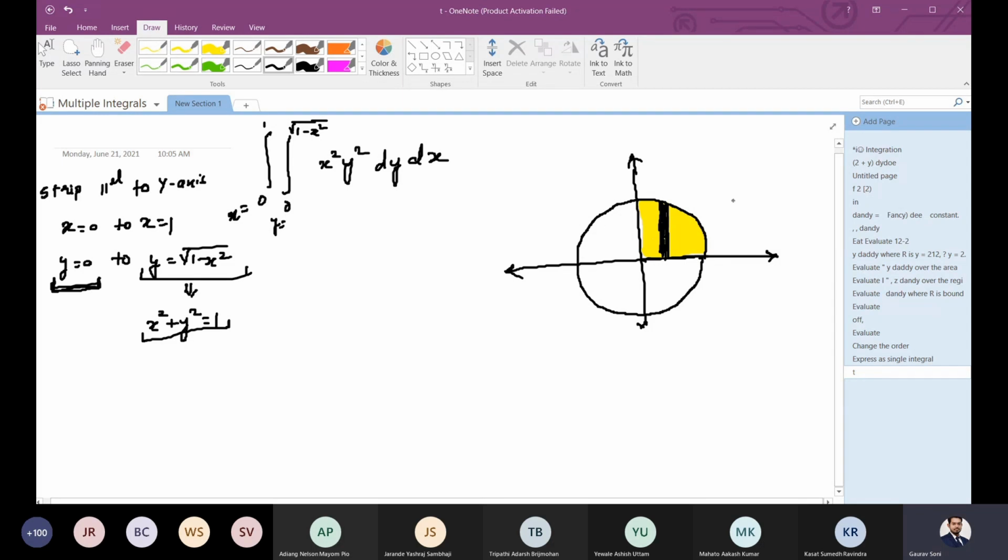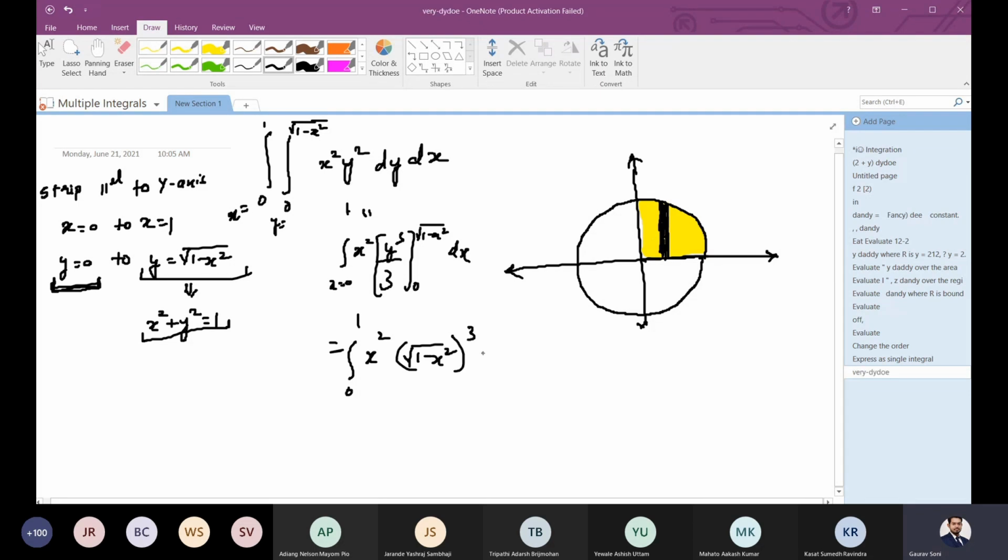Now this is what I want to evaluate. But you can see that if I directly go for integration over here, what we are going to get is 0 to 1. First of all, integration is with respect to y, so this will be y cubed by 3. Limits are from 0 to root 1 minus x square dx. So this will be 0 to 1 x square 1 minus x square raised to 3 dx. Again, this integration is very much difficult to solve, but you can find out an easier way.